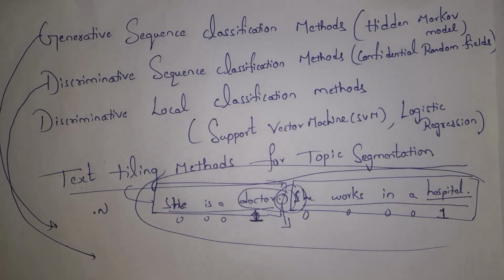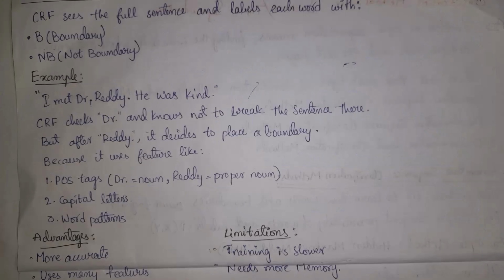And the second one is discriminative sequence classification methods. Guys, this model doesn't have the capability to understand the meaning of the sentence, whereas the generative model has the capability to understand the meaning of the sentence. But the discriminative model doesn't. Just by identifying features like where the full stop is, this model will decide whether we need to include a boundary or not. For example, I'll give various features to this model like parts of speech: noun, pronoun, verb, adverb, adjective, etc. And what are capital letters, what are word patterns.